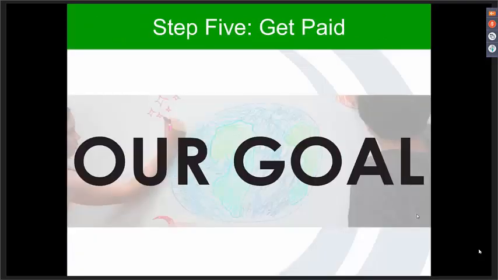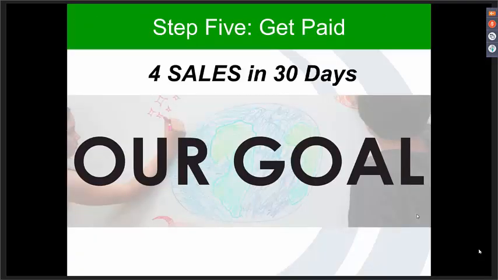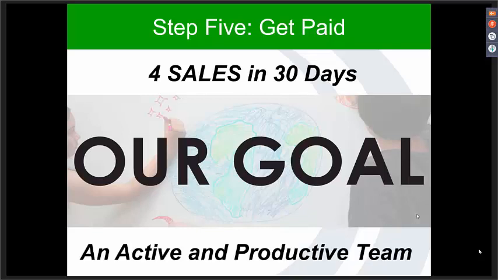All right, so step 5, get paid. Four sales in 30 days is our goal, and you will have an active and productive team. If you can keep that going, duplicate that process over and over again, you would be shocked how much money you can make with this company, especially if you are creating a downline and plugging people into this system, into the 6 steps of sales track, the 5 steps to success. People are doing their self-training, doing their names list, following the things that we know that we should be doing.